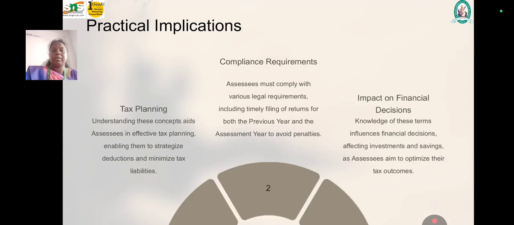Coming to practical implications: tax planning, compliance requirements and impact on financial decisions. Tax planning is essential for effective taxes, and for compliance requirements there is a legal requirement for filing of returns for the previous year and the assessment year to avoid penalties. For impact on decisions, knowledge of these terms influences financial decisions affecting investment and savings.